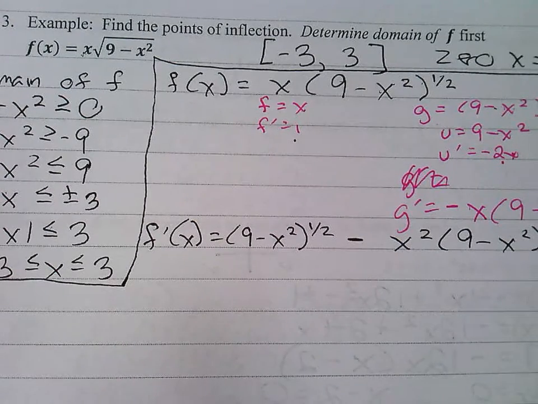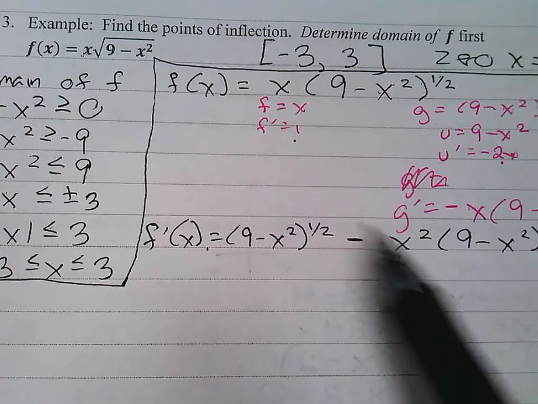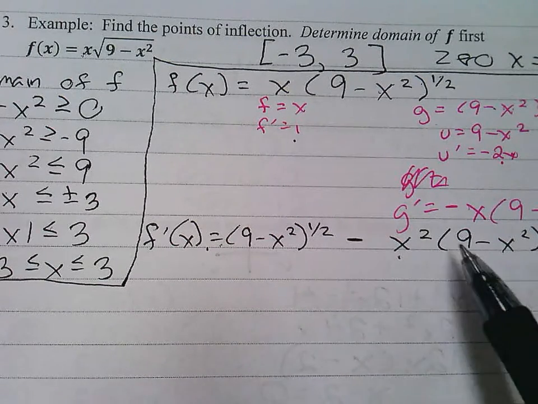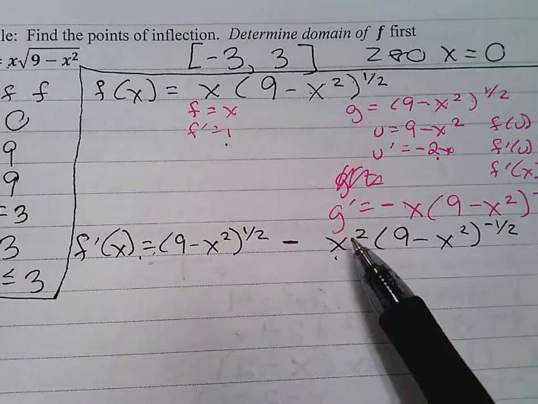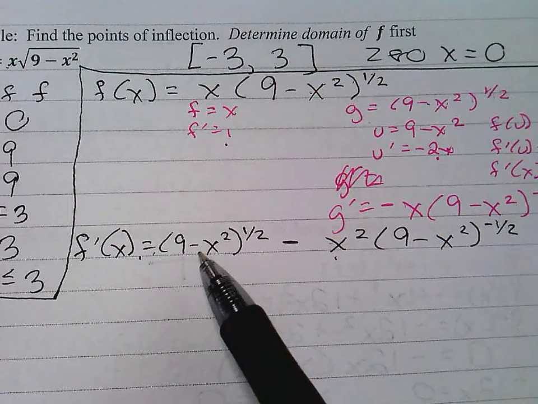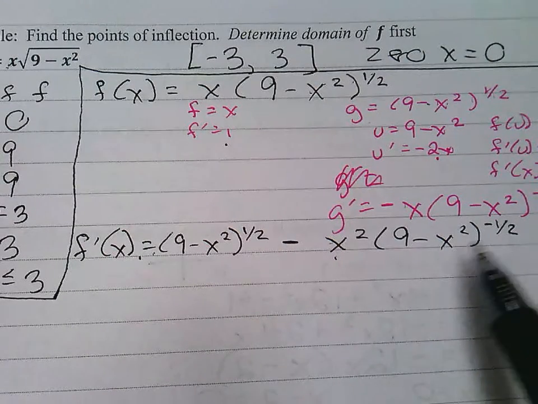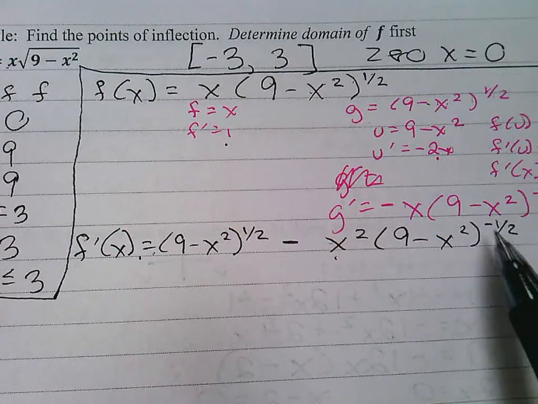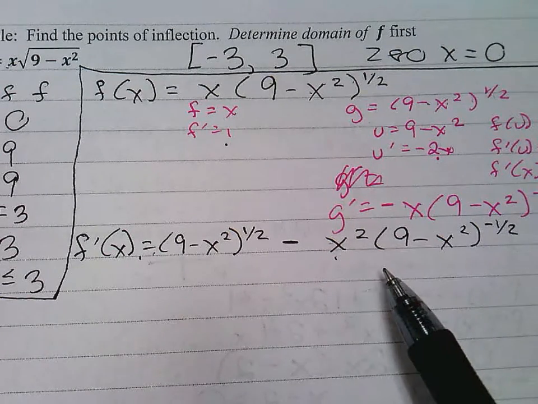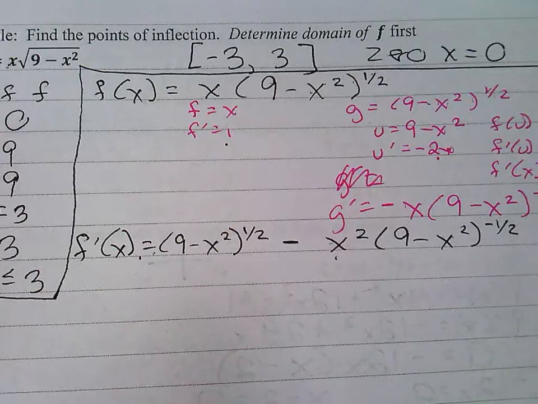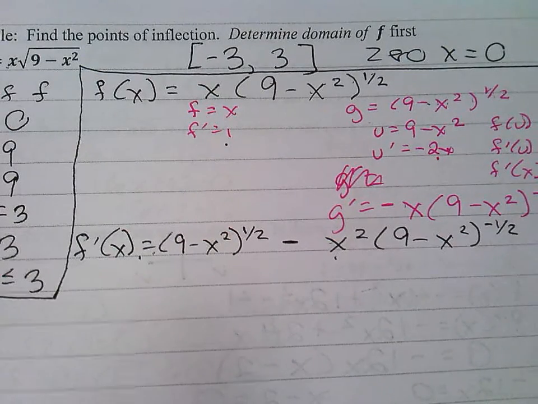Next we're going to do greatest common factor. There are no numbers in front of here and here, so that's fine. There are no x's in front of here or there, it's just that 1x. But you do have something repeating, and that's (9 minus x squared) to the 1/2 and (9 minus x squared) to negative 1/2. You can combine fractions if you like that way. I just do greatest common factor. You pick the one with the lowest exponent, which is this one.